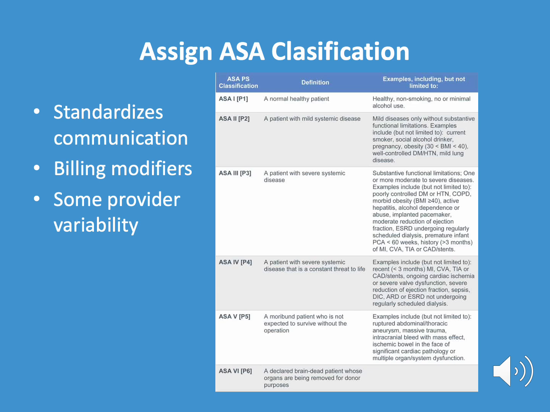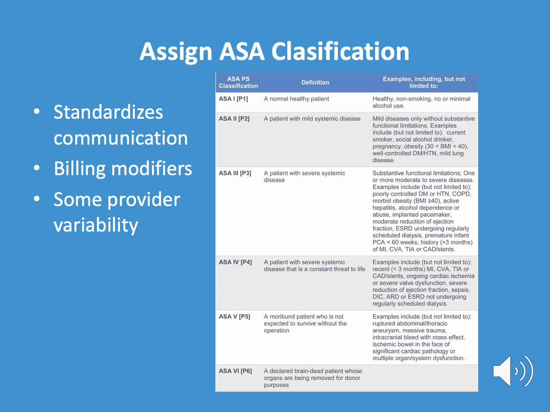A 3 is severe disease, so anybody that has a pacemaker, on dialysis for ESRD, COPD, CAD with stents or bypass in the past, diabetes, and you're on insulin, etc. A 4 is any disease that's a constant threat to life. So this can vary. If you have severe cardiomyopathy with an EF of 20%, that's you, because you could go into VFib and die of sudden cardiac death.